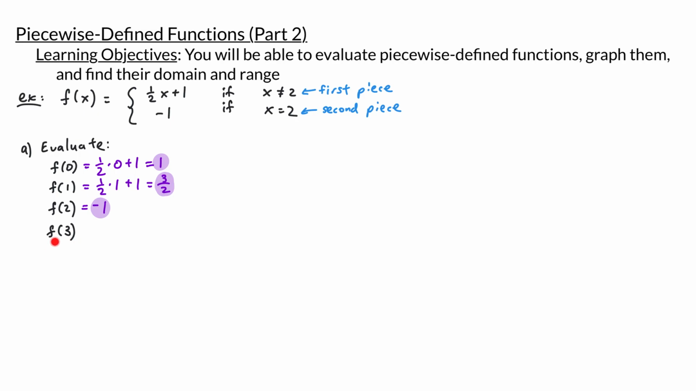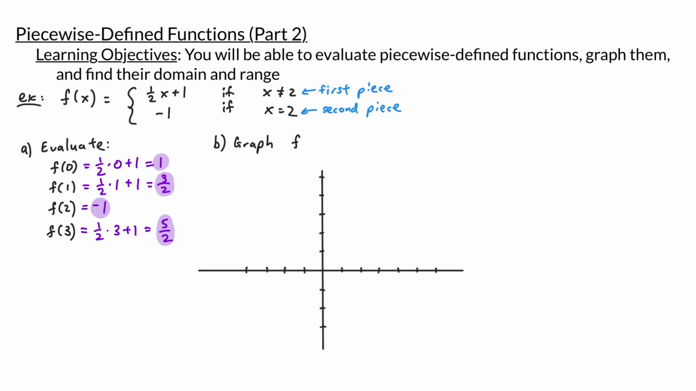Lastly, we have f of 3. So when I input 3 into my function, is it in the first piece or the second piece? Since 3 is not equal to 2, we're in the first piece, which means we would use 1/2 x plus 1 to calculate our output. So f of 3 is equal to 1/2 times 3 plus 1, which is 3/2 plus 1, which gives us 2.5 or 5/2.